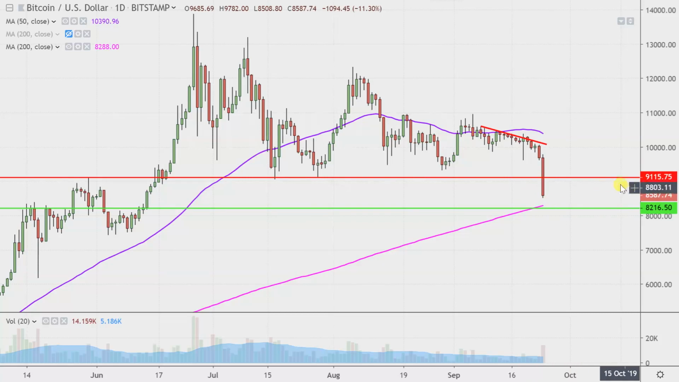Or if you're answering that the price is back above 9,100, that would definitely imply quite the quick turnaround. So we'll see how things play out. But yeah, a lot of eyeballs on this one currently.